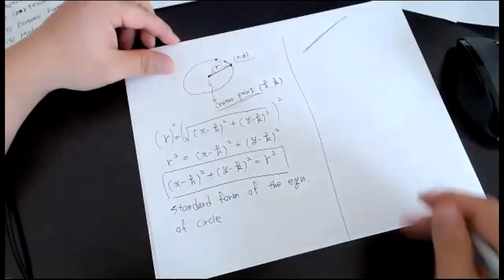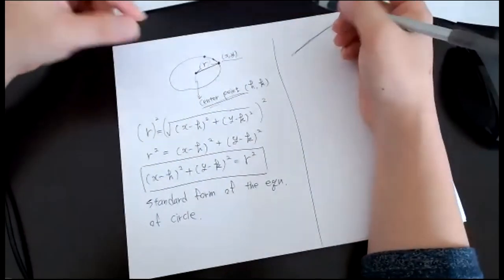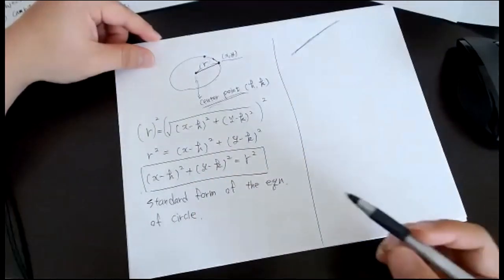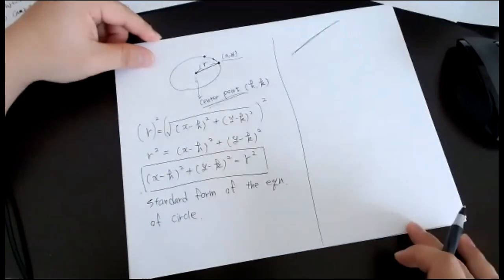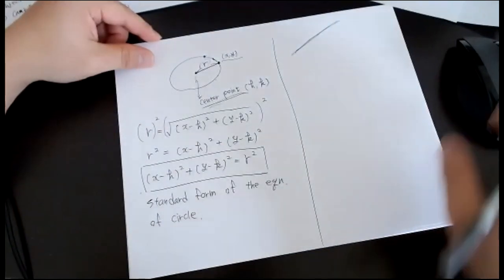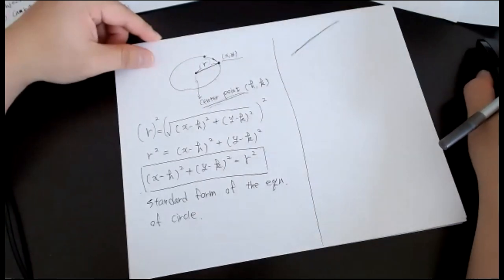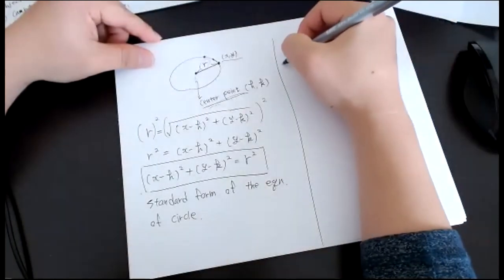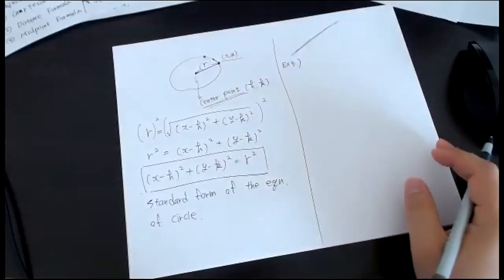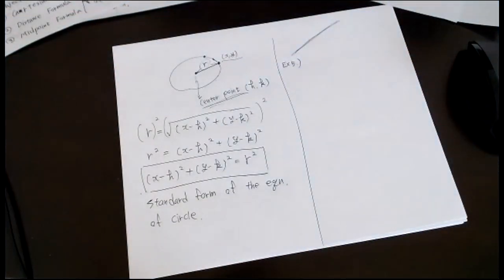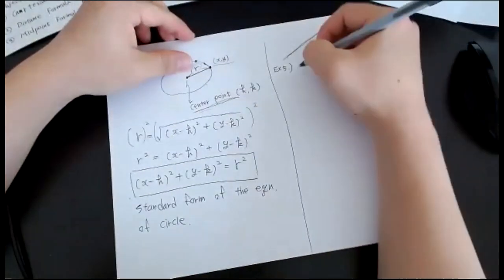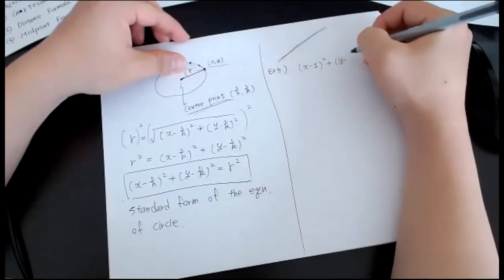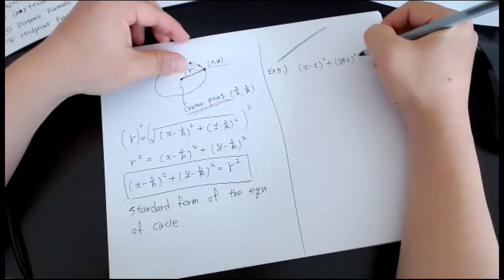When the problems give that equation, you need to find the ordered pair of the center point and the radius. Let's see example 5 in the textbook. Example 5 is this: sketch the graph of the equation x minus 1 squared plus y plus 2 squared is equal to 9.